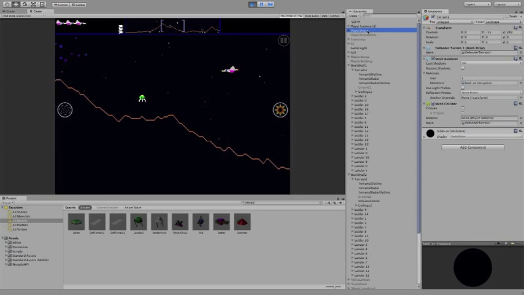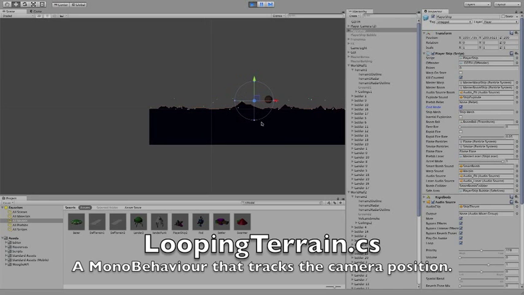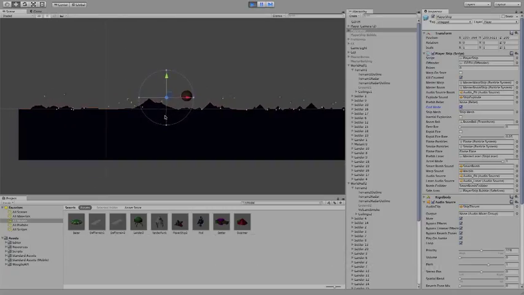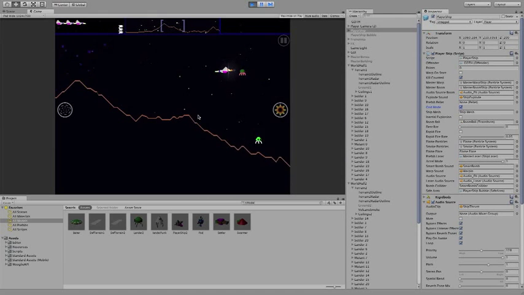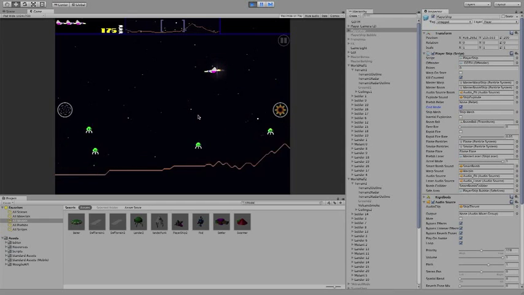Put my ship down in here. And then switch to the scene. Here we go. And you can see, if I were to move some, I'm indestructible, so let's keep flying.